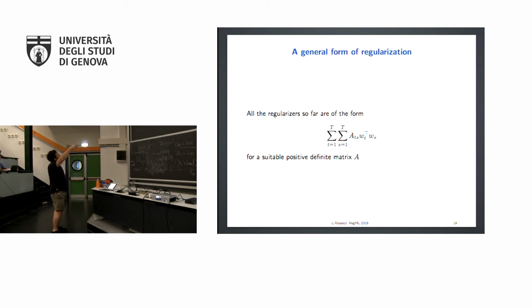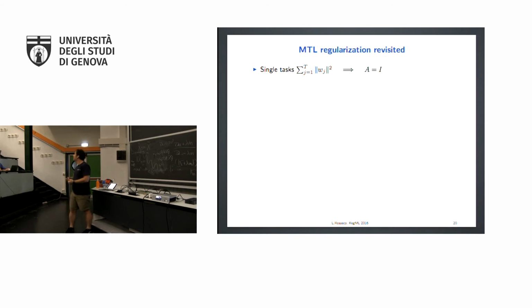So it turns out that this is exactly the shape of all the penalties you've seen so far. They all share the fact that they're just the sum over all possible tasks of the inner product of the weights between the two tasks, weighted by some matrix A. A is a matrix that encodes the structure that we're assuming on the problem. So we can now play a game and say, okay, what is A for the various examples we showed?